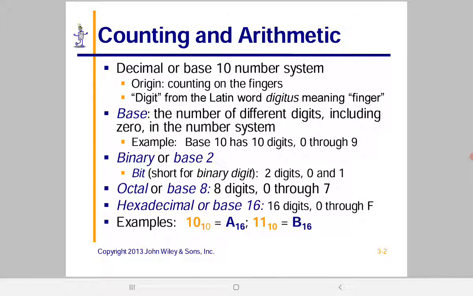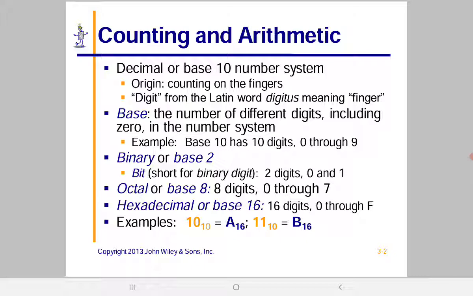Counting and arithmetic generally use the decimal, or base 10, number system. The origin is counting on the fingers, digit from the Latin word. Base means the number of different digits, including 0, in the number system. Example, base 10 has 10 digits, 0 through 9.